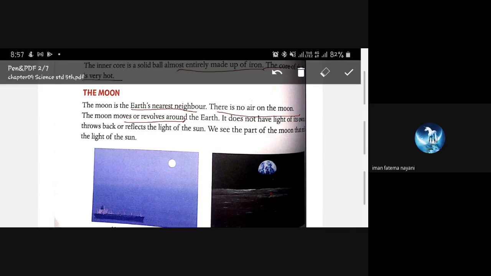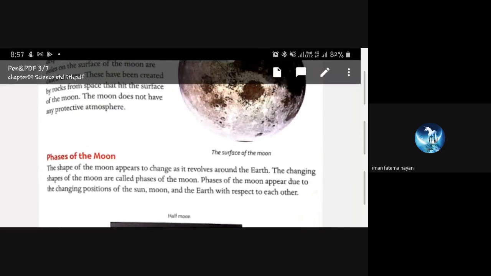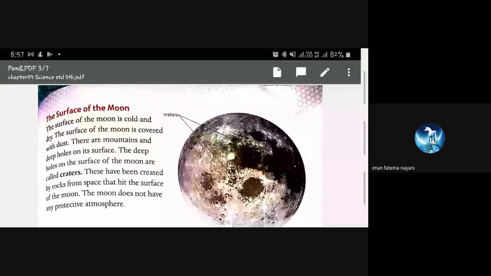Yes, we see it as a part of the moon that reflects the light of the sun. Okay, look, this is the light. Here the sun is. The picture says that the moon is seen from the earth and the earth is seen from the moon. Very nice. Okay, now the surface of the moon. Now we will learn how the moon is made up.